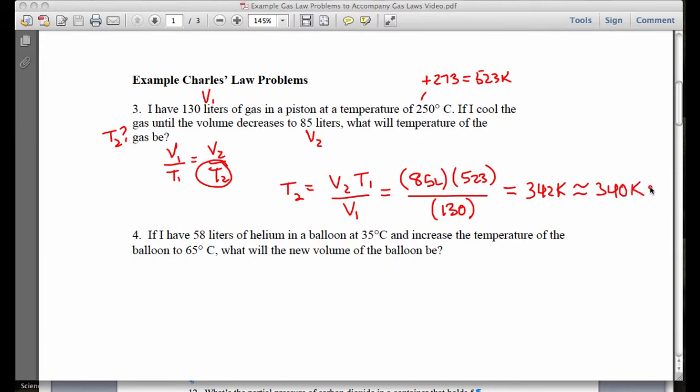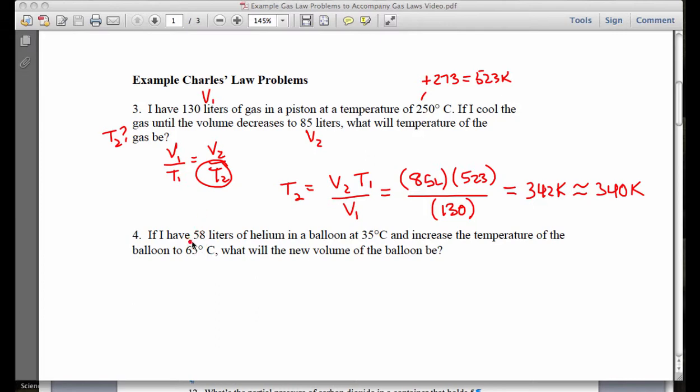Okay, and just take a moment and think about it. The temperature went down when the volume went down. Does that make sense? That's what we say. We say that there's a direct relationship, so they are in truth changing in tandem.